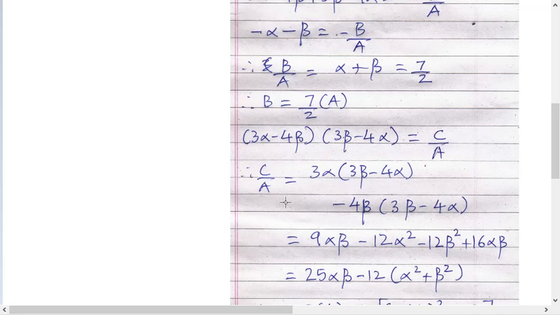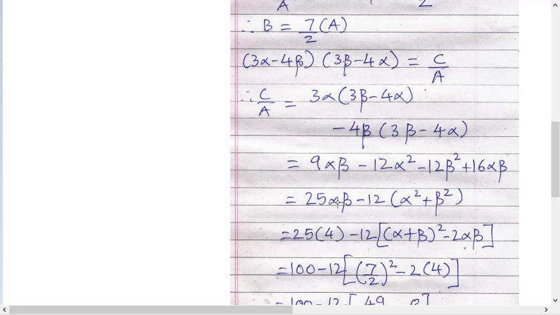So keep C upon A on one side and we get 3 alpha into 3 beta minus 4 alpha, minus 4 beta into 3 beta minus 4 alpha. Let's solve this now. 3 3s are 9 alpha beta, minus 4 3s are 12 alpha square, minus 4 3s are 12 beta square, and plus 16 alpha beta. Solve this. 16 plus 9 is 25 alpha beta. And here 12 common, minus also common. So minus 12 into alpha square plus beta square. Up to this point it's clear?